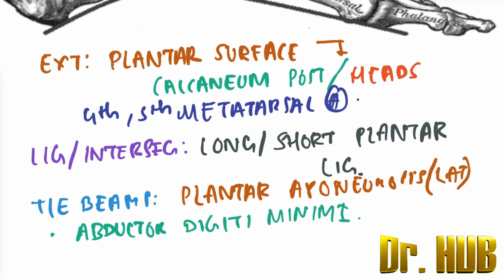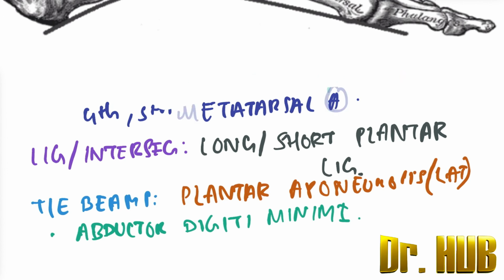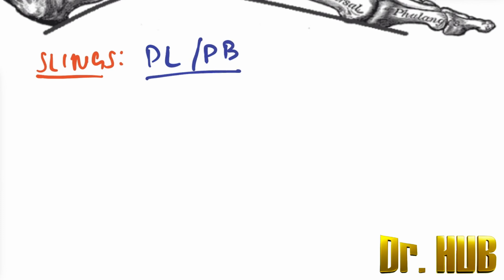Then let's look at the slings. Under slings, in terms of the lateral, there is the presence of the peroneus longus and the peroneus brevis, PL and PB.